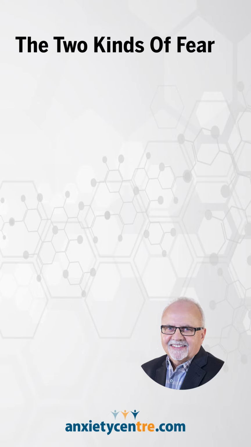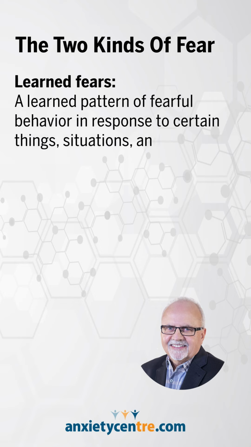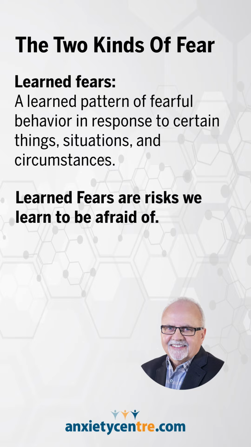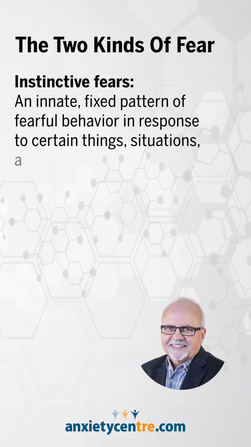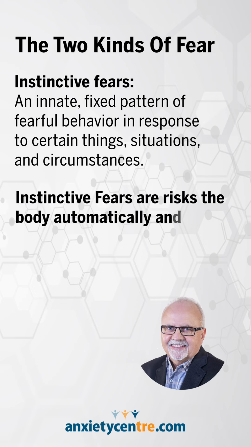Fear occurs in two primary ways. Learned fears, which can be defined as a learned pattern of fearful behavior in response to certain things, situations, and circumstances. In other words, learned fears are risks we learn to be afraid of. And instinctive fears, which can be defined as an innate fixed pattern of fearful behavior in response to certain things, situations, and circumstances. In other words, instinctive fears are risks the body automatically and involuntarily reacts to.